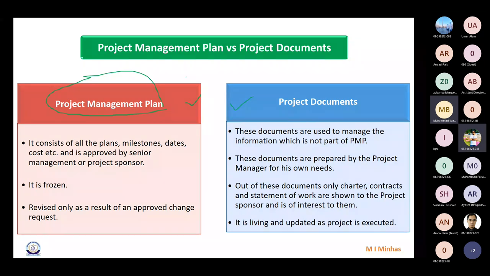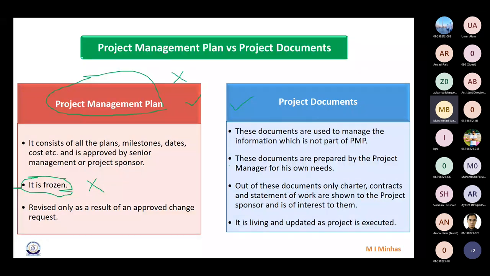Plans, we just lock them. Once a project management plan is approved, we lock it. We don't change it without formal change request approval, right? However, in the case of project documents, we keep updating these documents. They are not frozen. They are not locked. For example, risk register. This is a project document. Lessons learned register. So whenever we learn a new lesson, we'll just write that lesson in the lessons learned register, and we don't need any approval for that.